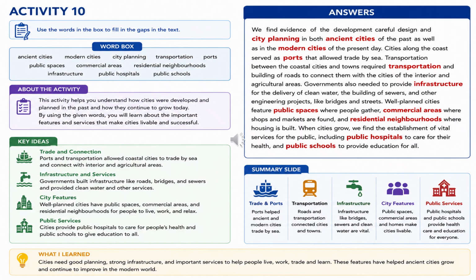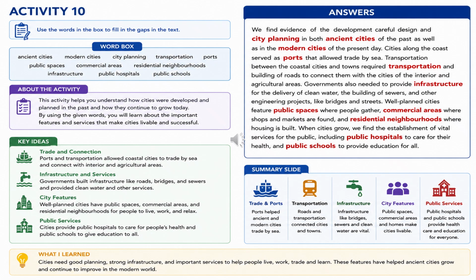So another important word is infrastructure. Infrastructure includes roads, bridges, clean water systems, drainage systems, and other facilities that help a city function properly. So infrastructure is also very important.